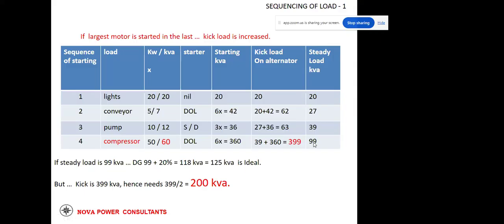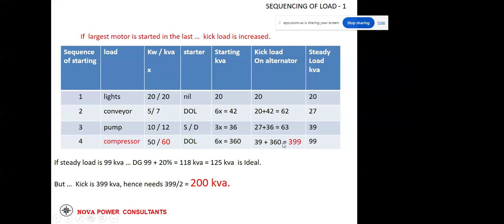So I have started lights, conveyors, pump, compressor. Now the entire load on the generator is 99 kVA. So should I go for 100 kVA or 125 kVA? If I consider 100 kVA is the load, yes, I consider this 100 kVA plus 20% extra. So it is say 118, 125 kVA is ideal.